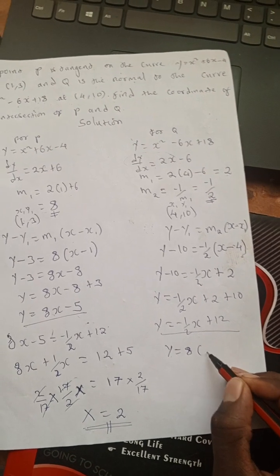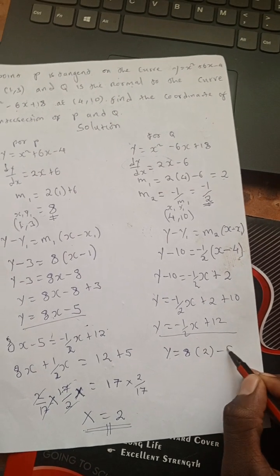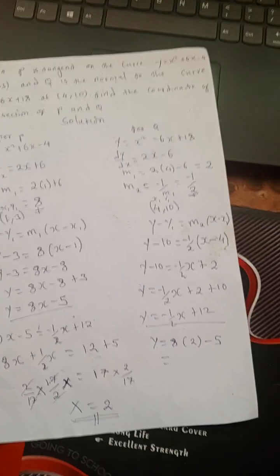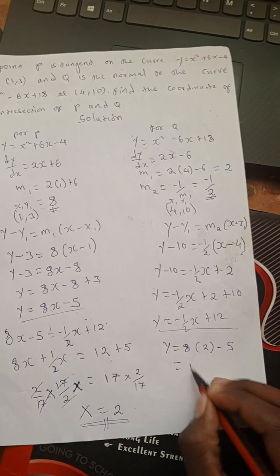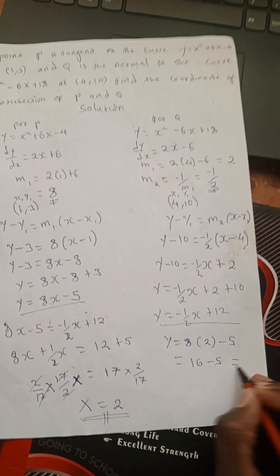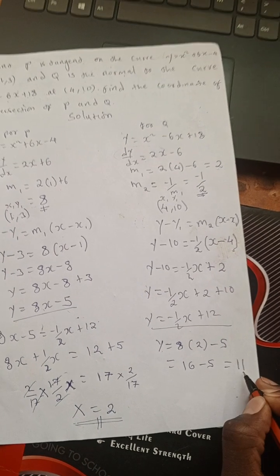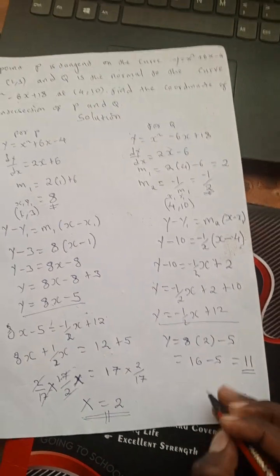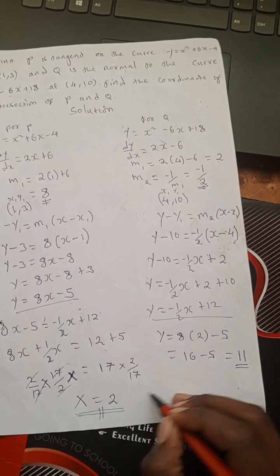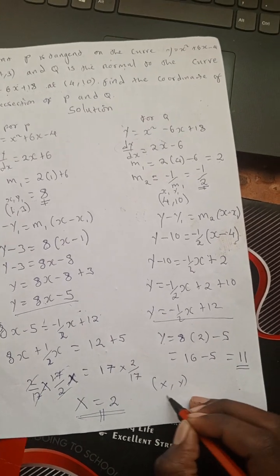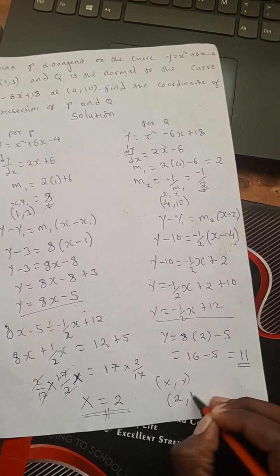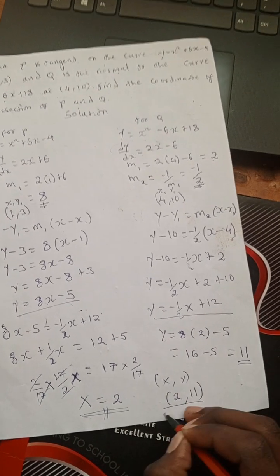Now what is our x? Our x is 2, less 5. So 8 multiplied by 2, that's 16. 16 less 5, we are going to get 11. So the point of intersection for P and Q, at x comma y, is 2 comma 11. That is the final answer.